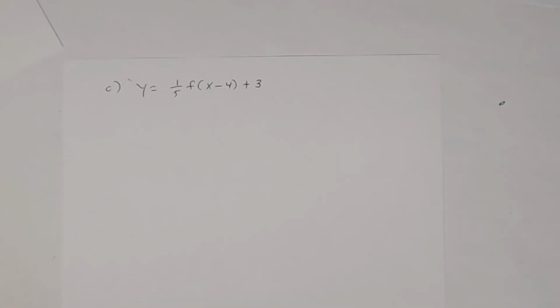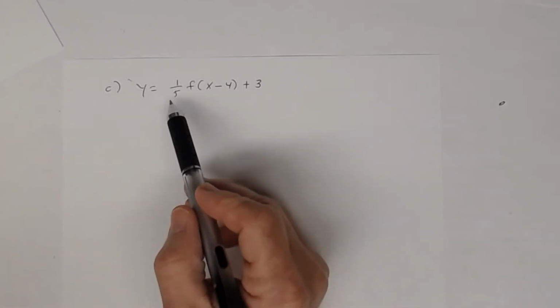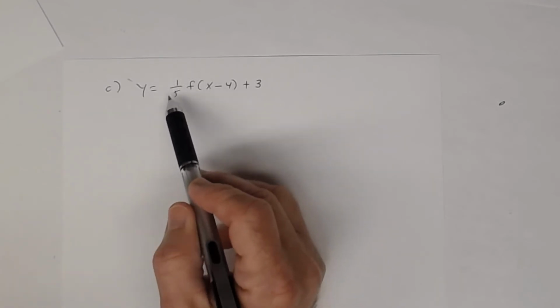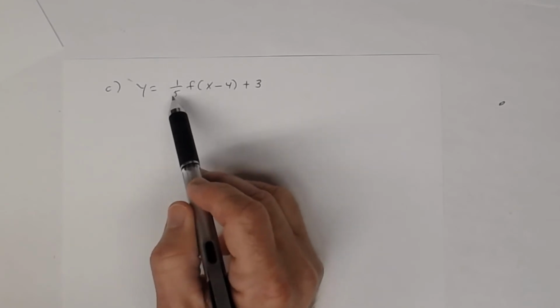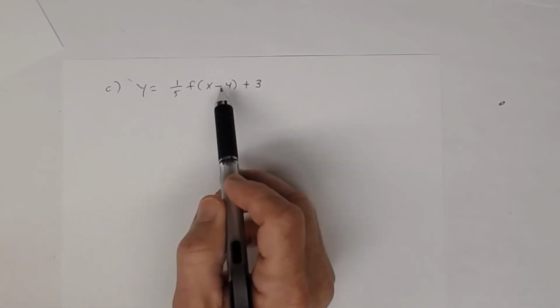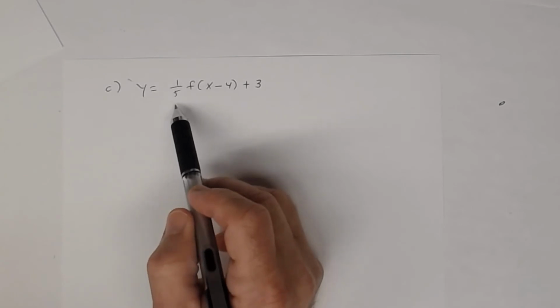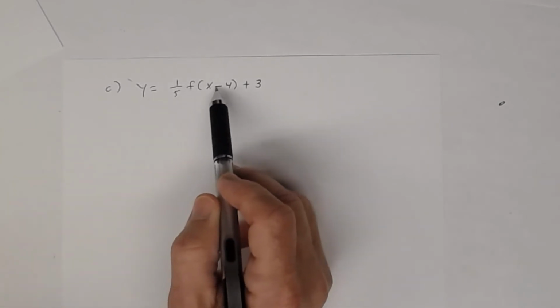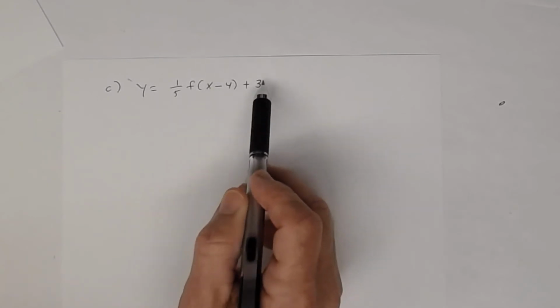Okay, so let's look at this one. Now, here we have y equals 1/5. So you know that's going to be a vertical compression because 1/5 is less than 1. It's a proper fraction. Remember, a proper fraction is a fraction less than 1. Times f of x minus 4 plus 3. So you know you have 3 transformations: a vertical compression, a horizontal shift, and a vertical shift.